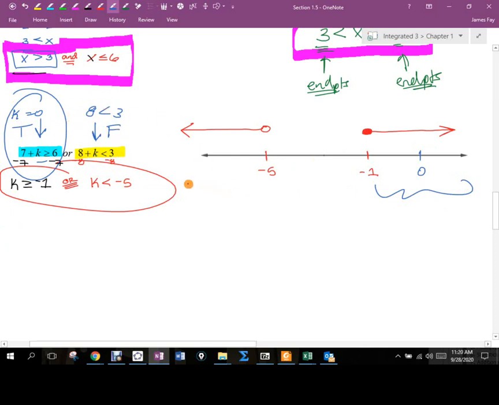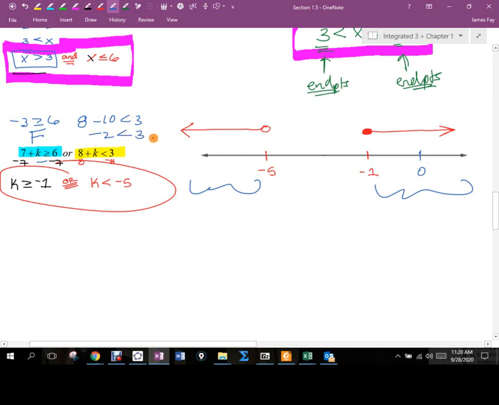Okay? If I choose numbers over here, let's choose like -10. If I go 7 plus -10, that gives me -3. Is -3 greater than or equal to 6? That's false there, right? But if I try -10 in this one, is 8 minus 10 less than 3? Is -2 less than 3? So that gives me a true statement there. So any of these values over here make this yellow one true, but make the blue one false. But because it says or, only one of them needs to be satisfied. Only one of them needs to show up to be true.